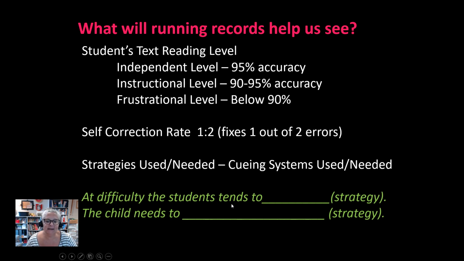We'll be able to say, when they come to a tricky part, they tend to predict by using the picture, but they need to look at those graphophonemic cues, the letters and sounds, to really confirm their prediction. Or we'll be able to say, they really are good at taking a word apart and decoding it. They're very good at looking at the graphophonemic cues, but they really need to just think more about the story and what makes sense. That'll help speed up their processing.